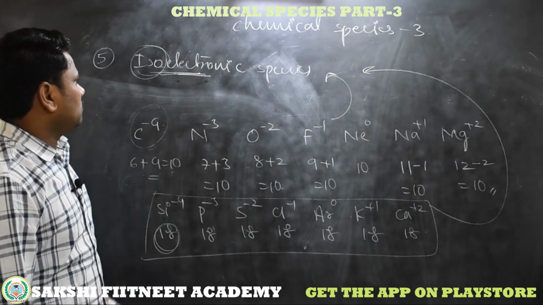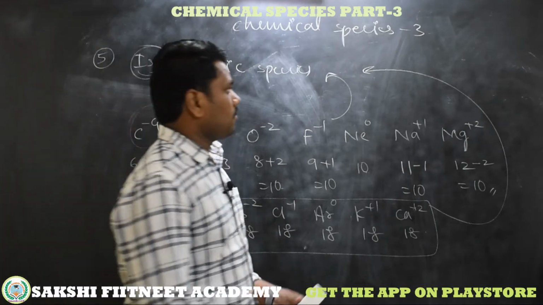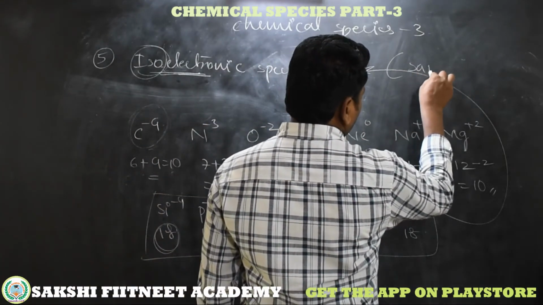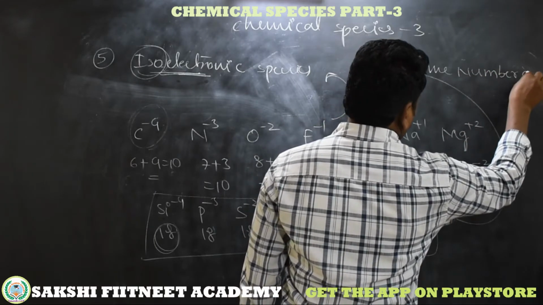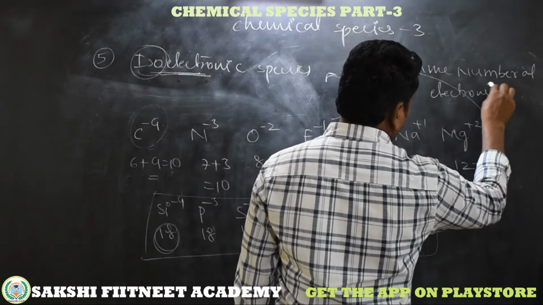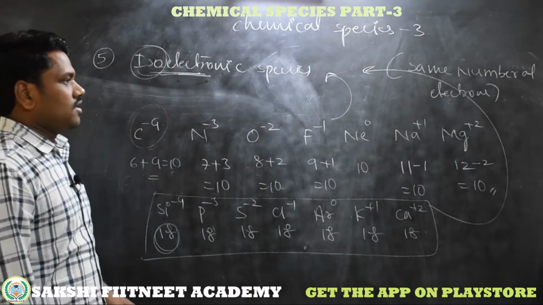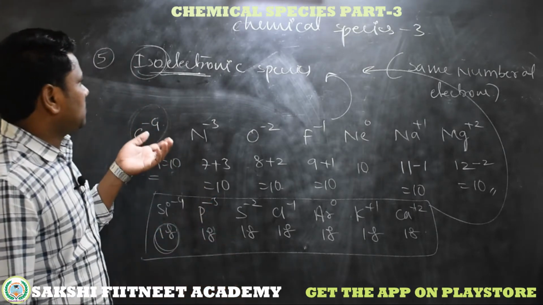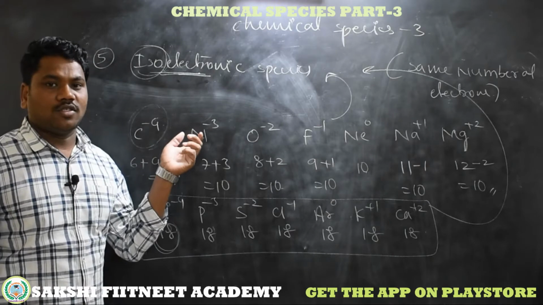What is the definition? The species which have the same number of electrons are called isoelectronic species. And here we have another definition: the species which have the same total number of valence electrons.